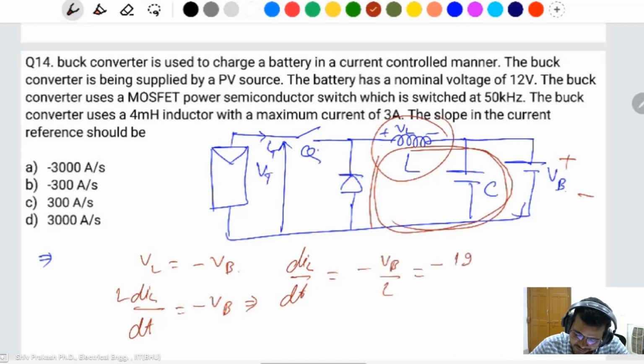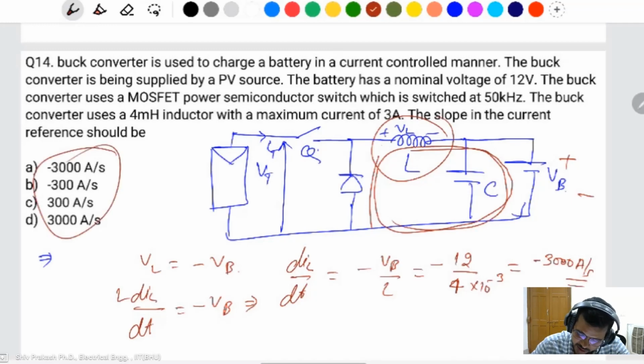VB is 12 volt, L is 4 millihenry, 4 into 10 to the power minus 3. This is minus 3000 ampere per second. It is given in ampere per second. Same thing, you can say volt per millihenry, volt per henry.